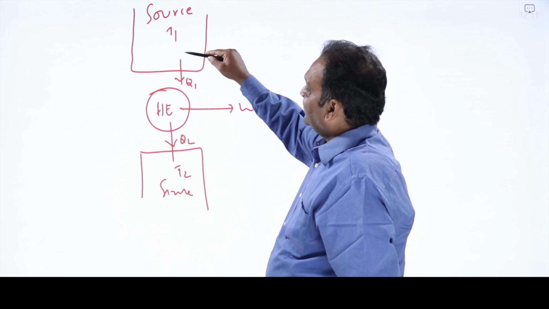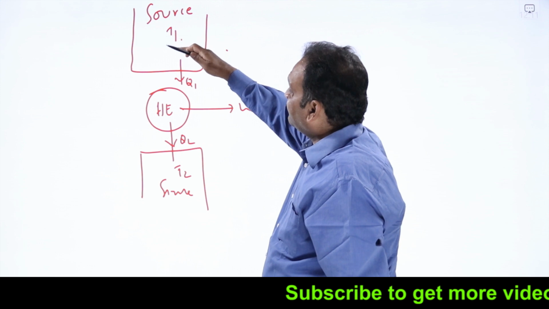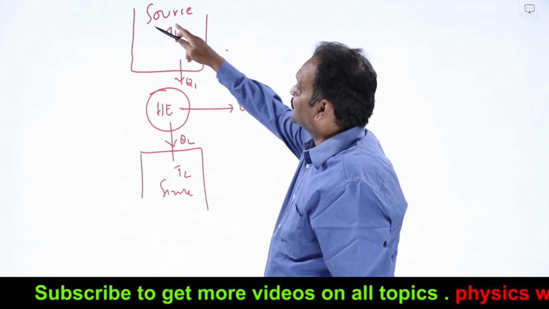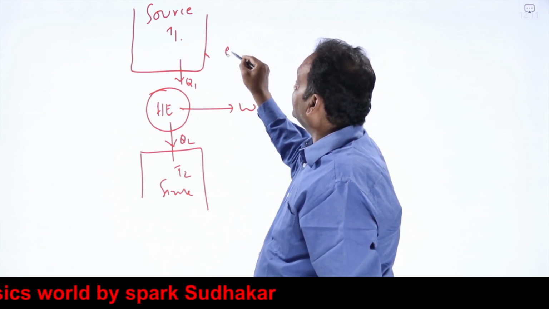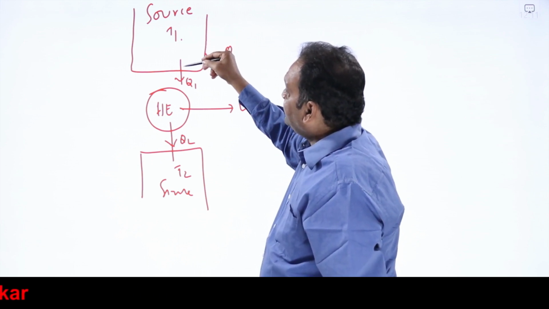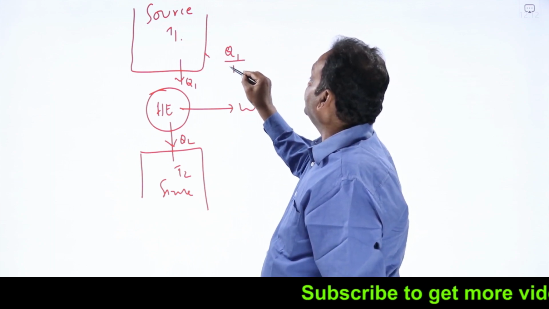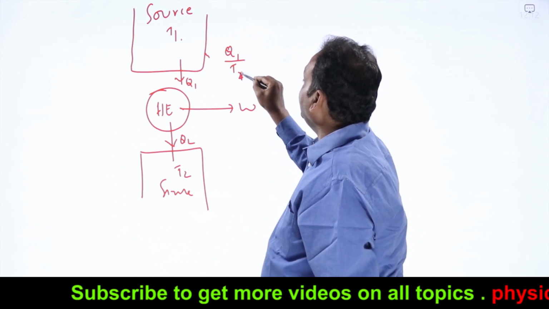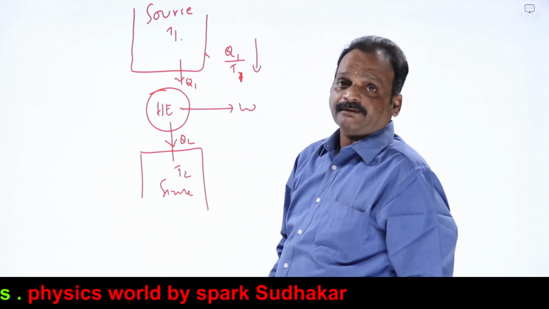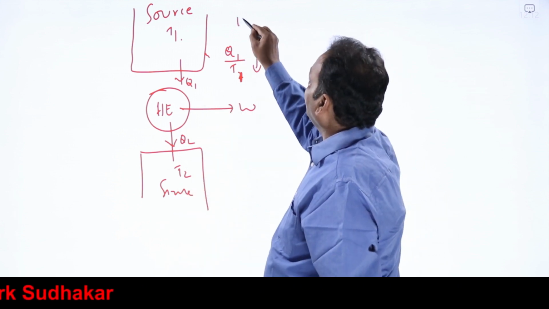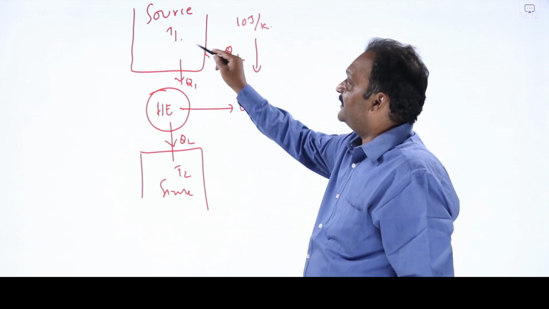The system is taking Q amount of heat from a source at higher temperature. So when you are taking heat from a source at higher temperature, the source entropy decreases. What is the decrease in entropy of the source? Q amount of heat is being taken out of the source at a constant temperature T1, so the decrease in entropy of the source is Q1 by T1. Let us give some numerical value to this. Let us call it 10 joule per Kelvin, a decrease in entropy of the source.